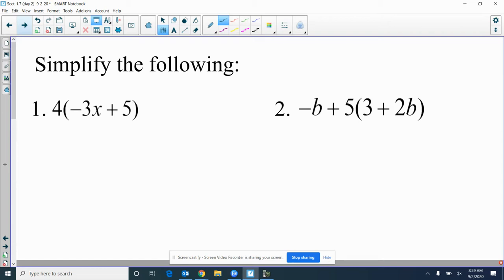All right, so distribute here. 4 times negative 3x is negative 12x. 4 times 5 is 20. And now that you're done, that's it. You can't do anything else with it. You have no like terms. You got rid of the parentheses. So simplify means get rid of parentheses and combine like terms.